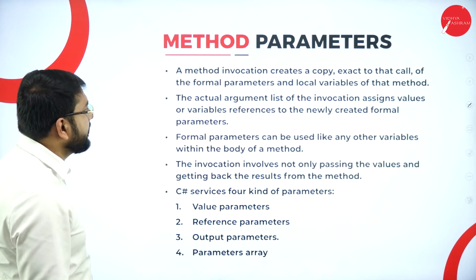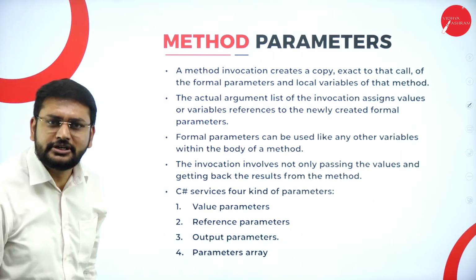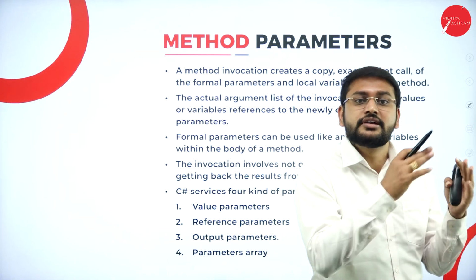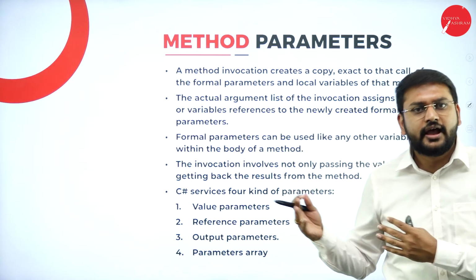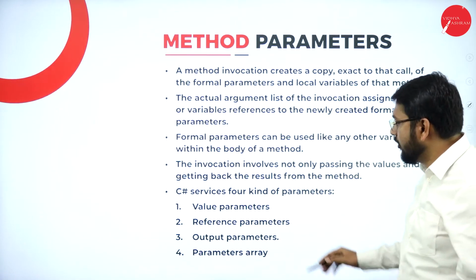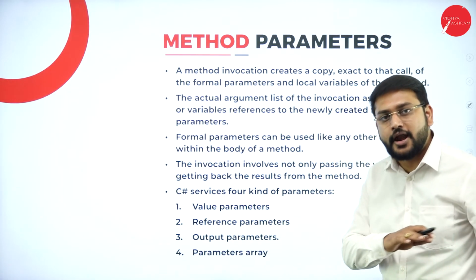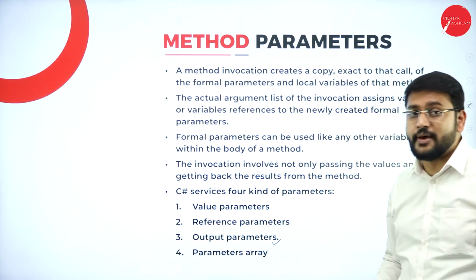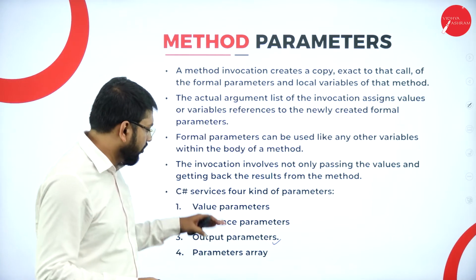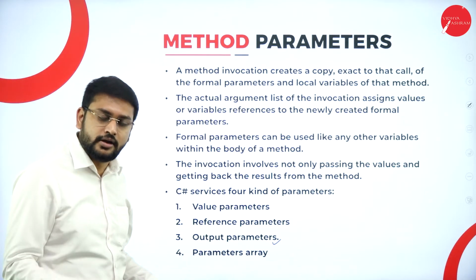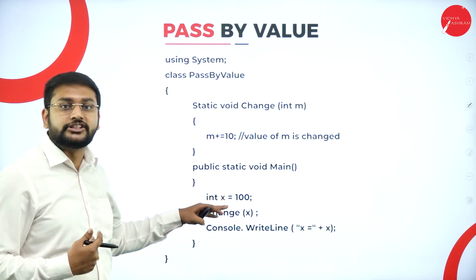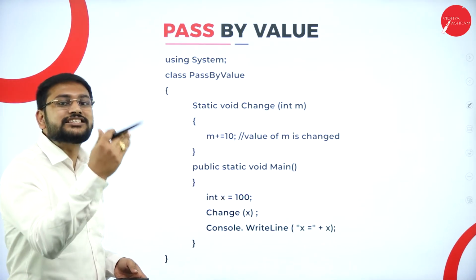Moving forward to the next topic that I have, method parameters. My dear students, I have discussed this topic when I was discussing the different types of parameters, but I think I have got one more time to discuss the same thing. You all know that there are value parameters, reference parameters, and also output parameters and parameter arrays. Let's take a simple program to explain all these types of parameters one by one. I think this is the example that I have to explain the concept of pass by value.